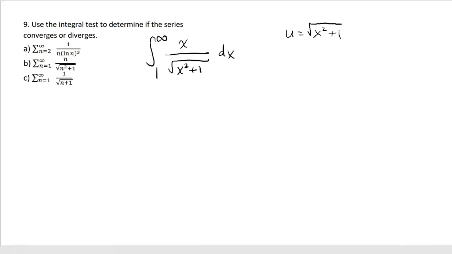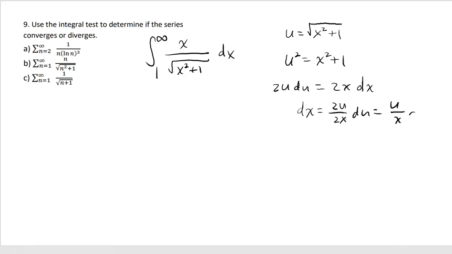Here's another trick. Instead of differentiating like this, square both sides, so you get u squared equal to x squared plus 1, and then differentiate this. So u squared differentiates to 2u, so you put 2u du. X squared differentiates to 2x, and 1 differentiates to 0, so you end up with 2x dx. And we solve this for dx, so you get dx equal to 2u over 2x du, which is u over x du.